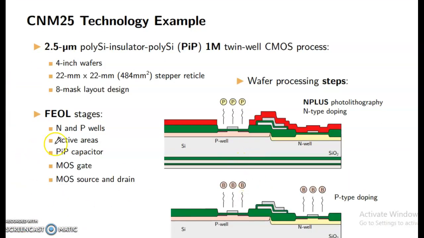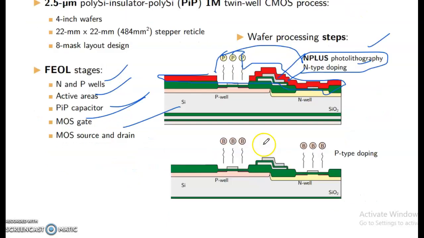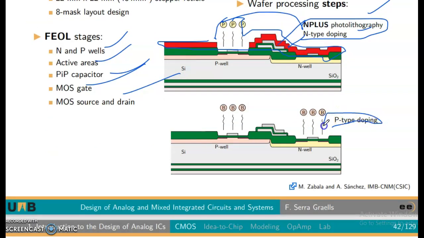And then here N and P wells, active areas, PIP capacitor, MOS gate, MOS source and drain, and then wafer processing steps, photolithography, N-type doping. Here. So what happened is resist. Okay, N-type doping, N plus photolithography. Okay. Then here P-type doping. This is P-type doping.